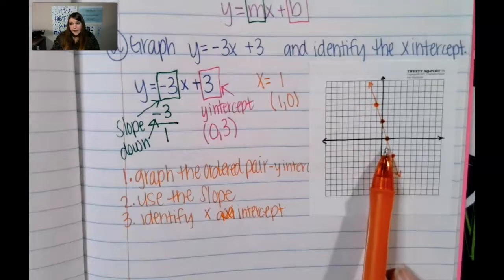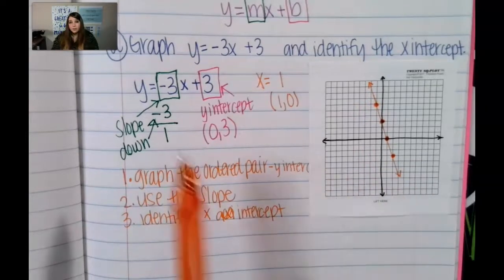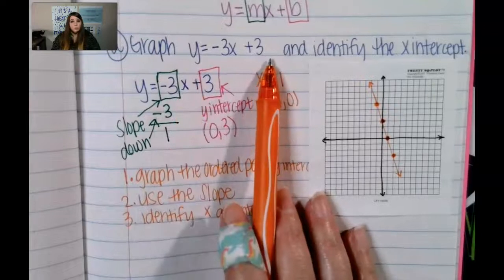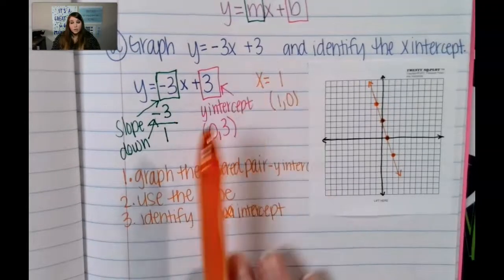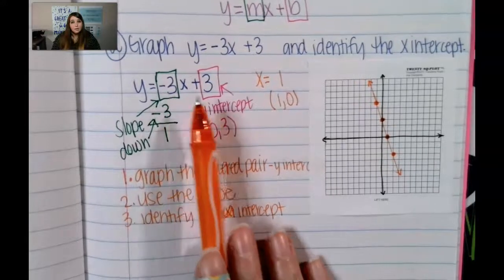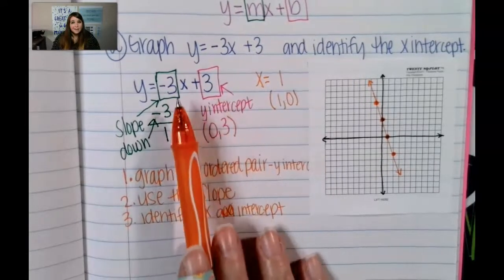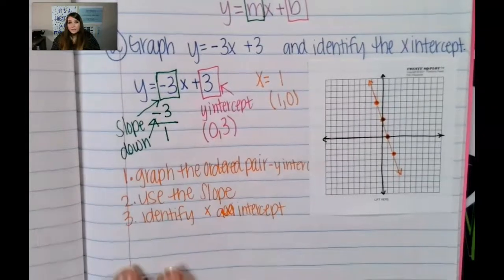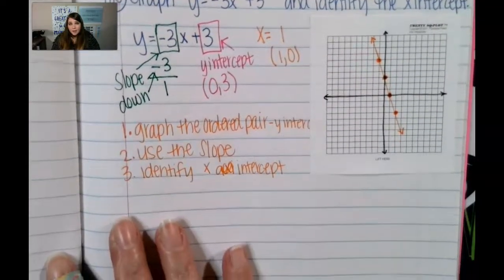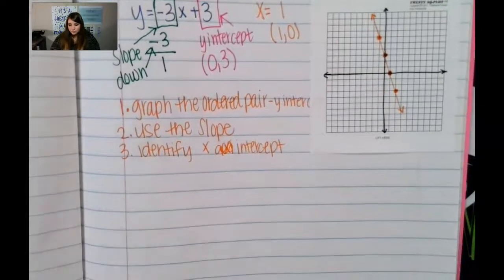So this is how you graph this equation when you don't have an x value and you don't have a y value. You can still graph it using the intercept and the slope. Okay, so next, let's do another example.